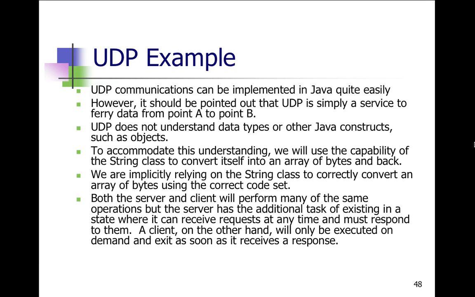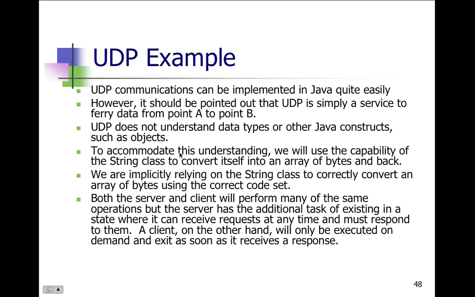So here's the example we're going to go through. We have a UDP communication that can be implemented with Java quite easily. We're going to use Java for it. I should point out that UDP is simply a service. It's a service ferry. It's kind of like a sushi boat from point A to point B. And it does not understand the data types or the Java constructs, such as objects. In fact, all it knows is you just send. Well, we'll look at the code in a few minutes.